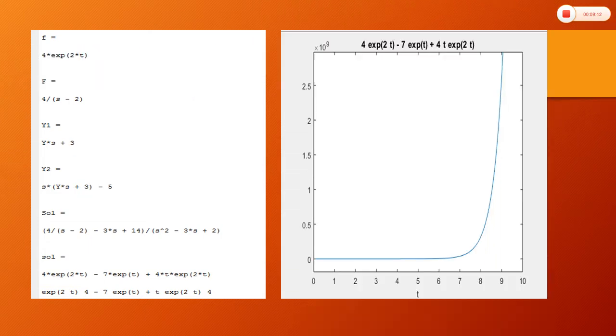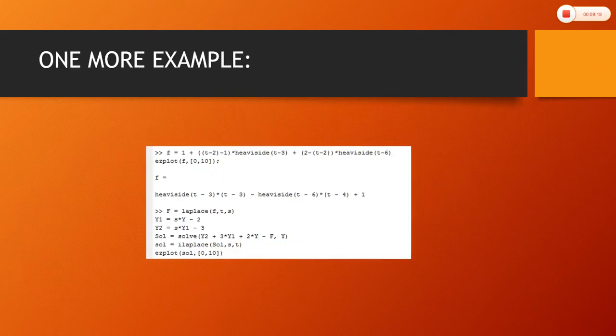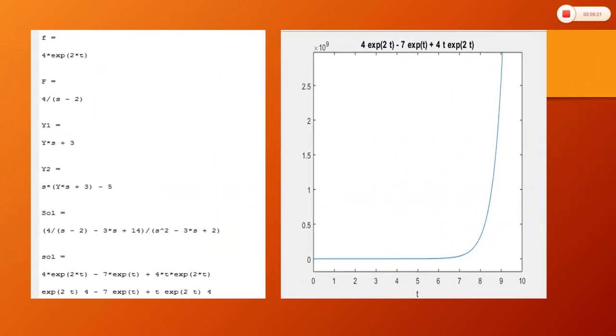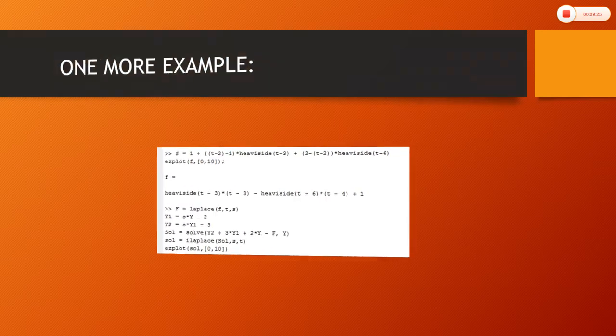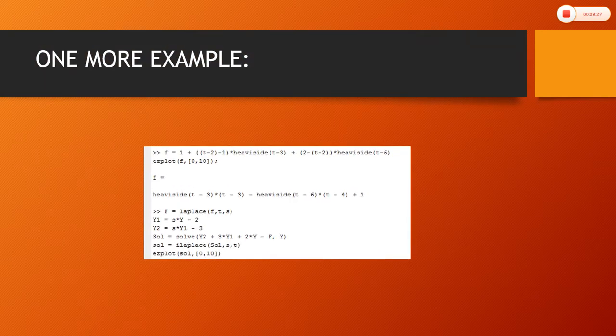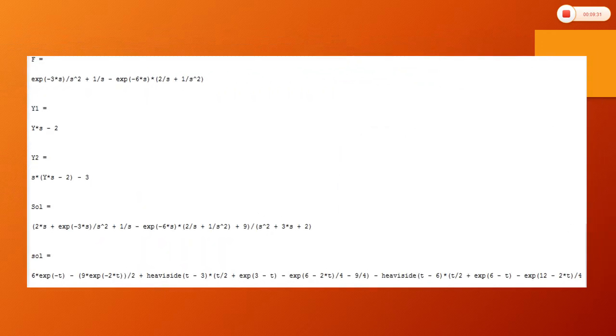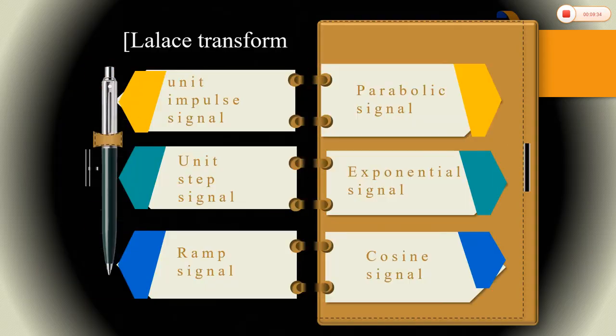These are our required answers of the differential equation that I mentioned in the previous slide, and I also plotted it here. Next, one more example is written over here, and you just have to follow all the steps that I mentioned in previous slides, and you will get your answer easily.